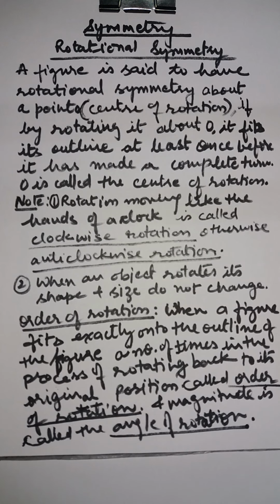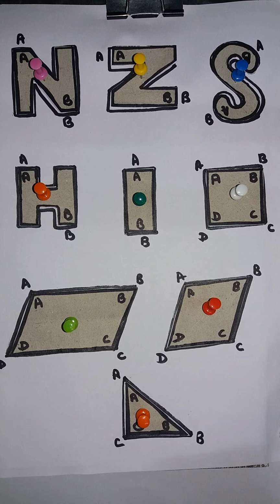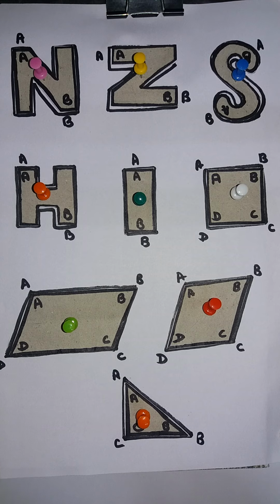Order of rotation. When a figure fits exactly onto the outline of the figure a number of times in the process of rotating back to its original position, that number is called the order of rotation, and the magnitude is called the angle of rotation. So let us take a few examples here.